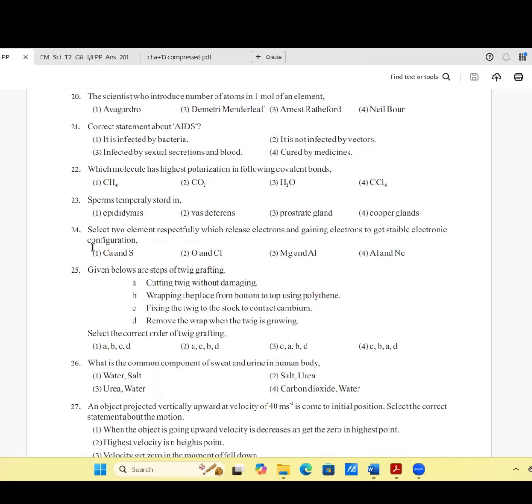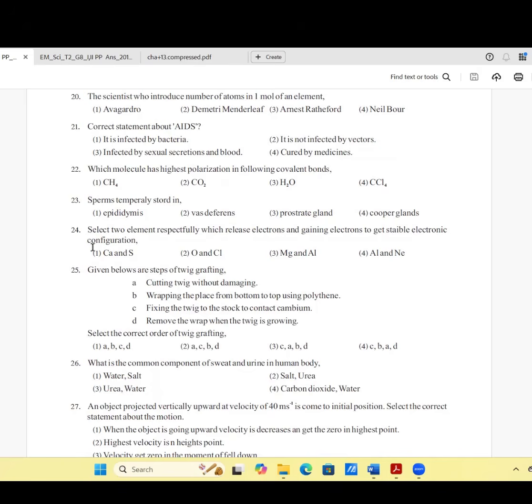Sperms are temporarily stored in. Answer 1, epididymis. 24. Select 2 elements respectively which release electrons and gain electrons to get a suitable electronic configuration. Answer 1, calcium and sulfur.